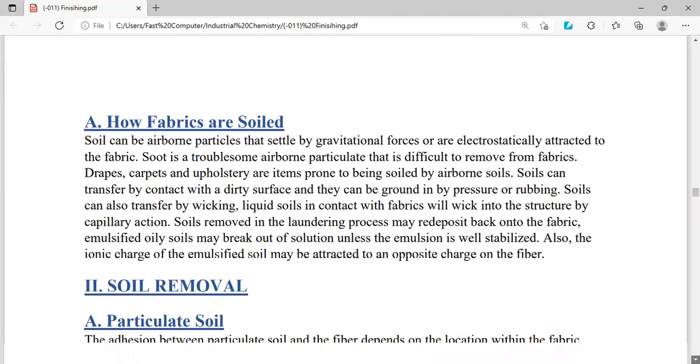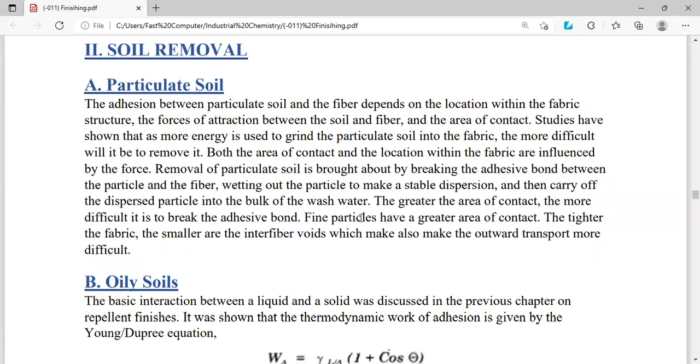Now we will discuss the soil removal process. First of all, particulate soil.